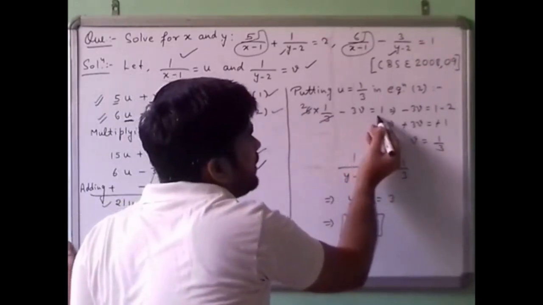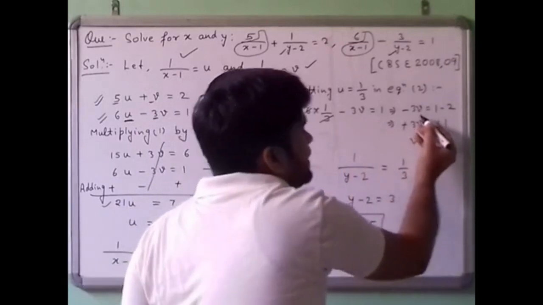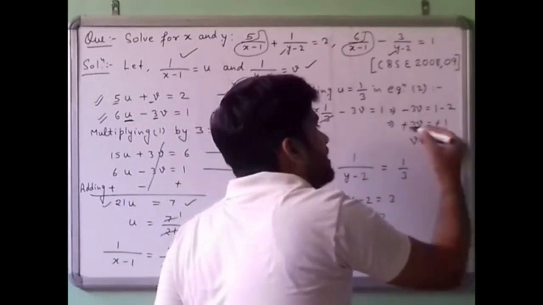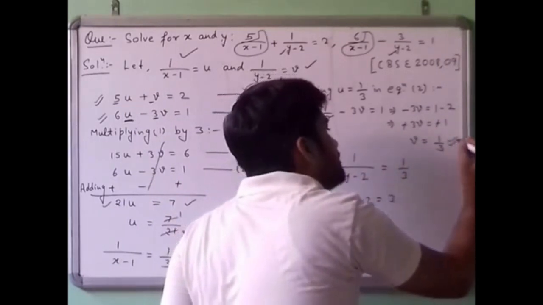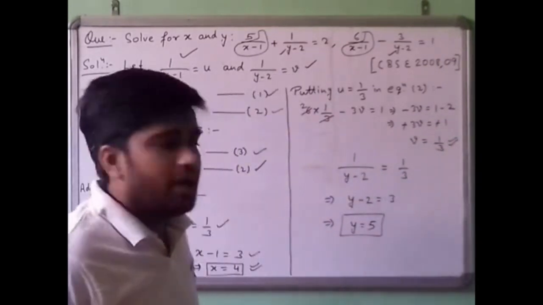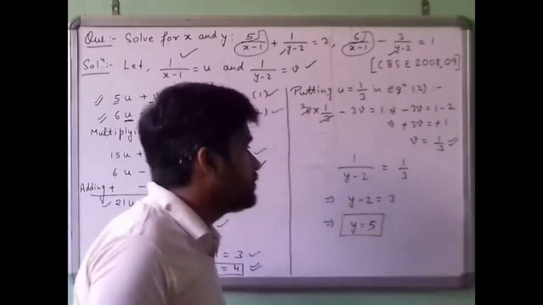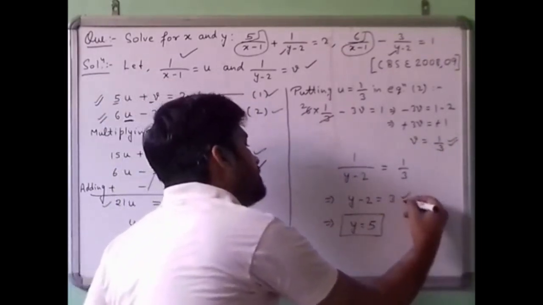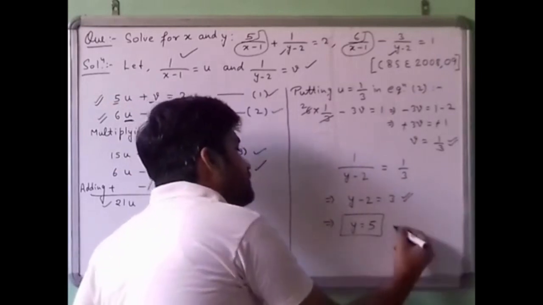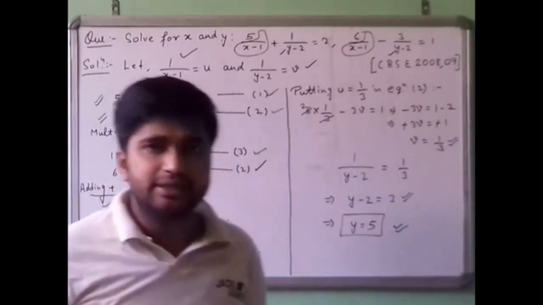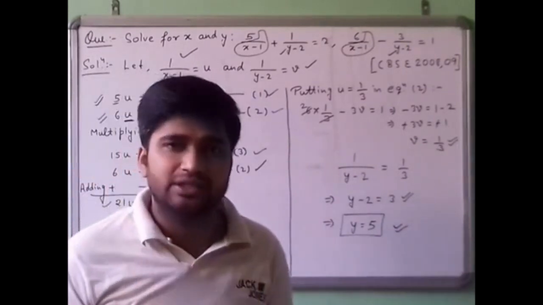Minus 3v equal to 1, or minus 3v equal to 1 minus 2. It's minus 1, and the value of v is equal to 1 upon 3. And the value of v is 1 upon y minus 2, taking reciprocal, y is equal to 5. Hence the required solution is x equal to 4 and y is equal to 5.